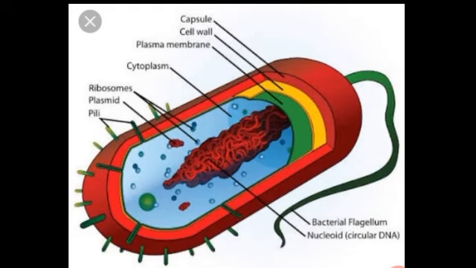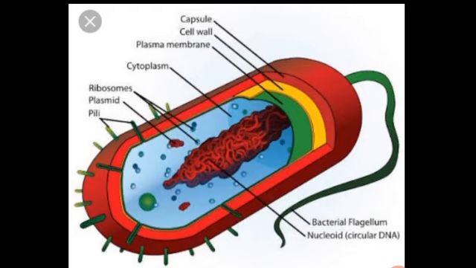And you should know its functions also. The cell wall protects the cell and gives shape to it. The cell membrane regulates the movement of material in and out. It contains enzymes also, which are important for the respiration of the cell, cellular respiration we call it. The cytoplasm contains DNA, ribosomes and organic compounds which are required for the bacteria to carry out its life processes.